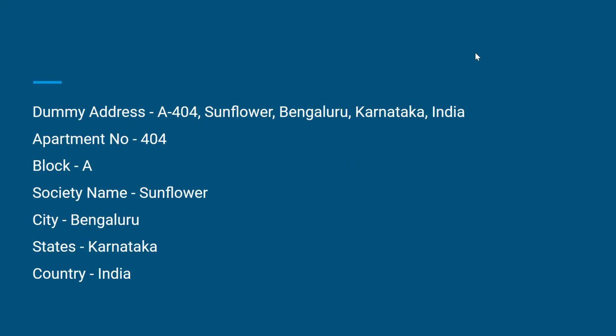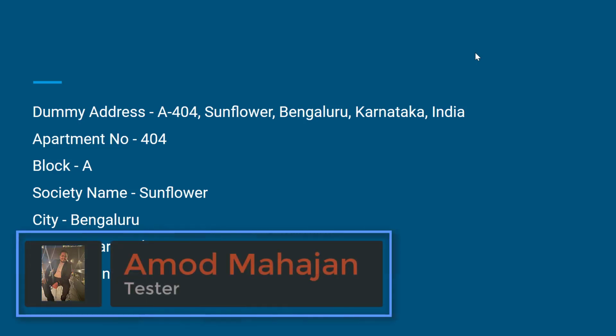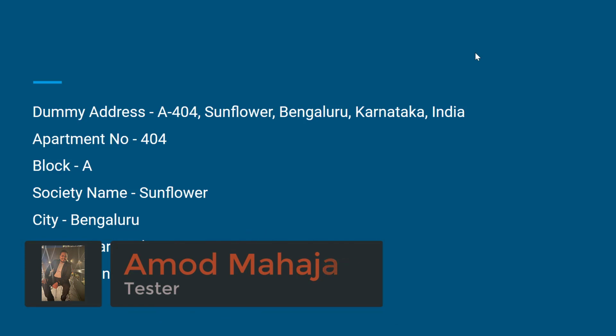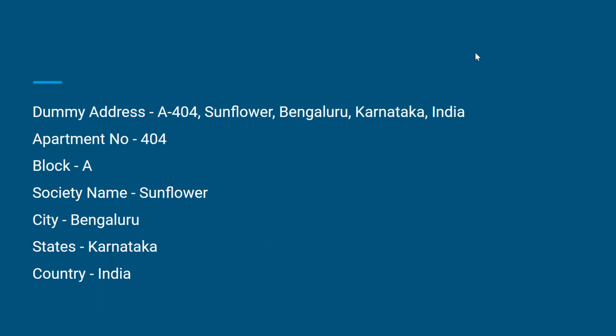But before I explain the types of XPath, let's see a scenario. We have a dummy address: A404 Sunflower, Bangalore, Karnataka, India. If you break it further, the apartment number is 404, which is in A block of Sunflower Society. This society is present in Bangalore of Karnataka state, and this Karnataka state is in country India, and someone from USA wants to visit this address. So how are you going to provide the instructions to the visitor?